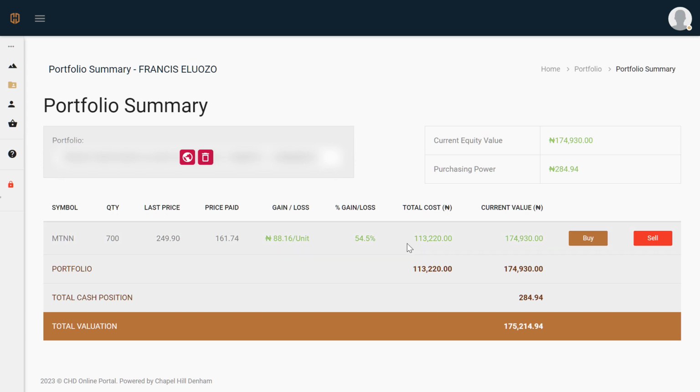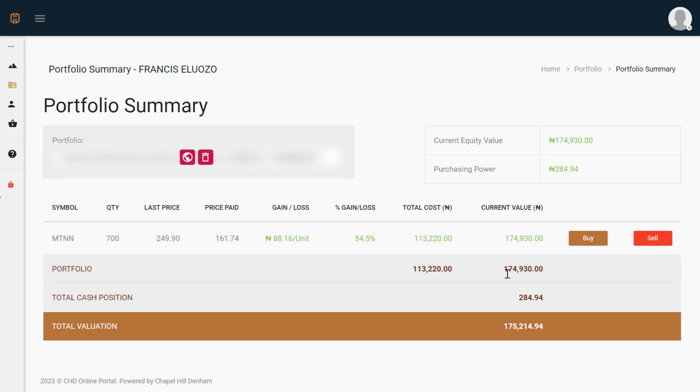So in my equity value, you can see that my total cost, this was what I spent in the initial purchase of my shares. I have not opened this for quite a while. I just forgot about this, and it's been well over a year now, about a year and 3 or 4 months, because it happened in February. So I paid 113,000 naira to get 700 units of shares. In that time period, the value of the shares has gone up to 174,000.